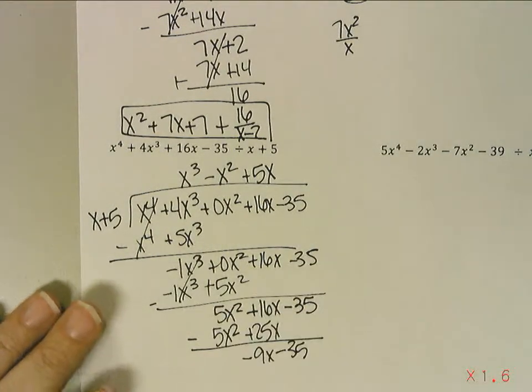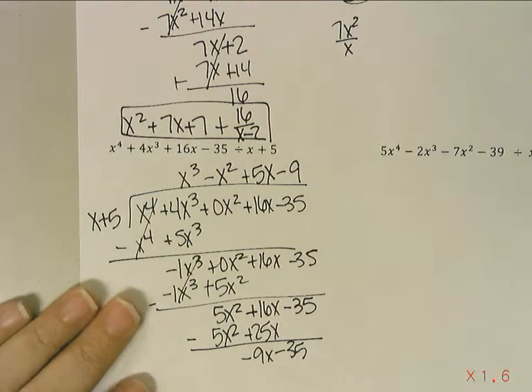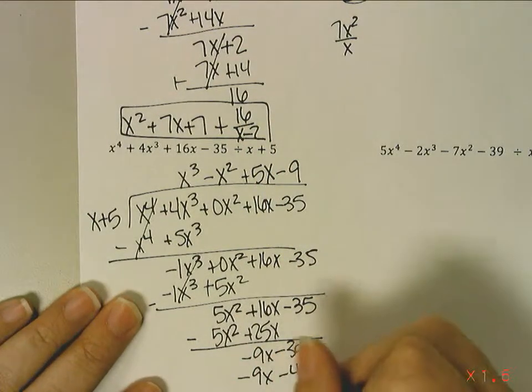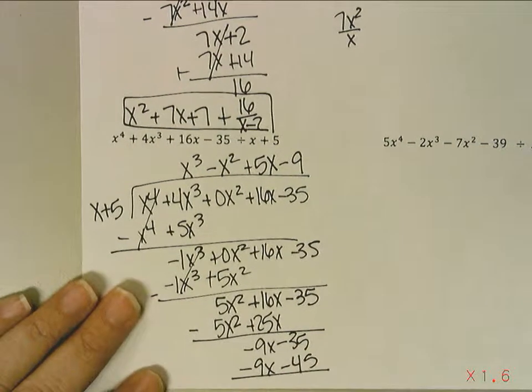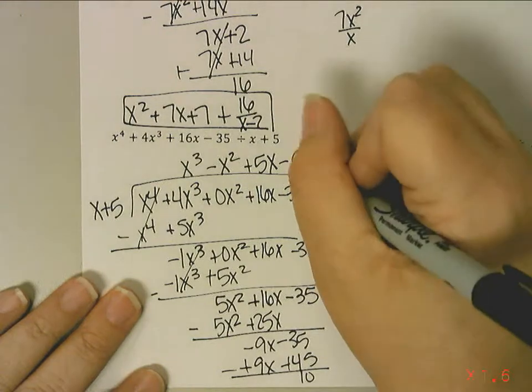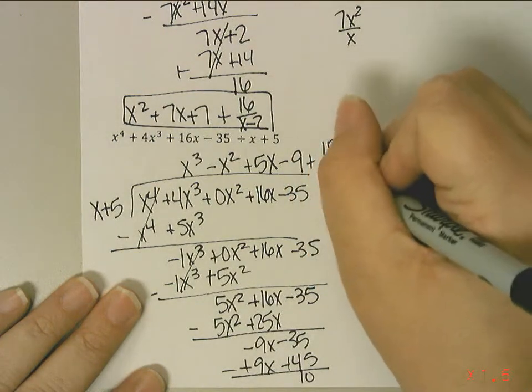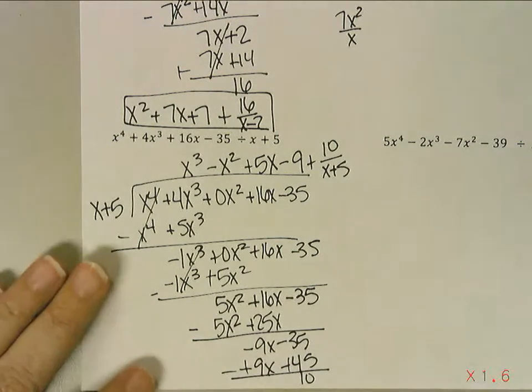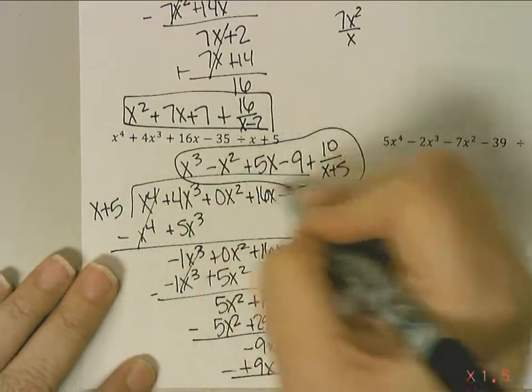We're going to multiply this out. So this becomes a negative 9. So negative 9 times x is negative 9x minus 45. Well, this is really subtraction that makes those additions. So our remainder is 10. So we have a plus 10 over x plus 5. If this was a negative sign, we would put minus on the outside. And then that is our answer.